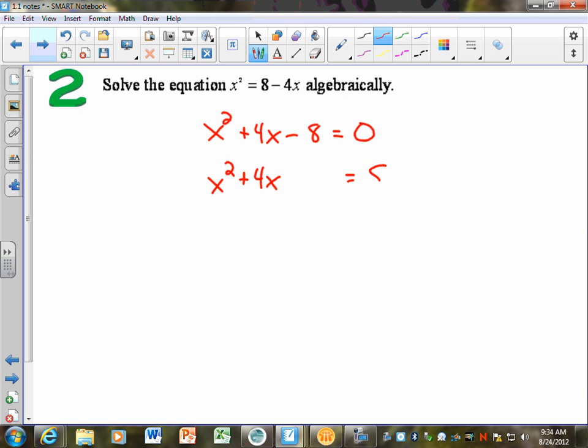So I'm going to add that 8 back over. And what number am I going to put here to make that a perfect square trinomial? 4, because half of 4 is 2, and 2 squared is 4. But if I add 4 to one side of the equation, I also have to add 4 to the other side, or otherwise I've changed the whole balance of the equation.